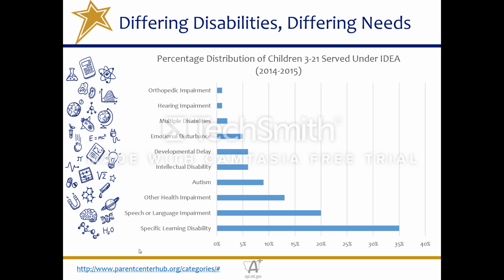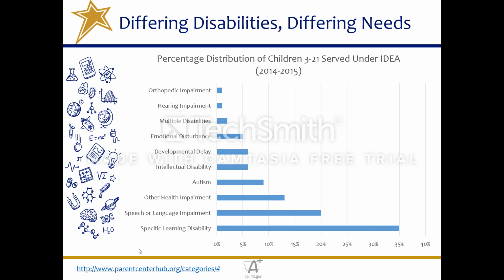So who are the students we're talking about? There are 13 disability categories that are defined by IDEA. About 13% of the student population in the U.S. are students with disabilities. The chart on this slide represents the percentage distribution of children who are served under IDEA. Let's take a look at these in the order that they are represented in the school population.